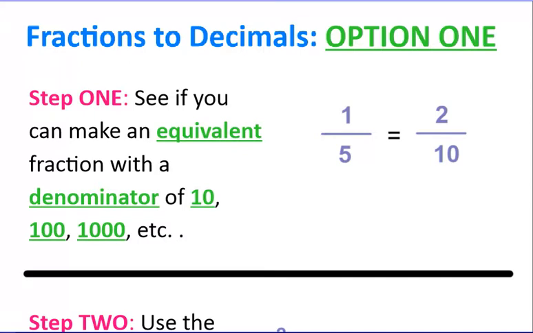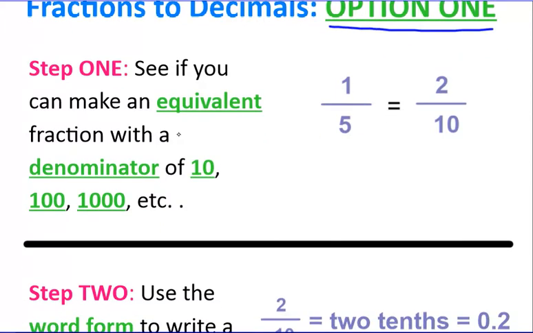Well, you have two different options, and the options work differently depending on the fraction that you're given. So here is option number 1. Option number 1 says, see if you can make an equivalent fraction with a denominator of 10, 100, 1,000, 10,000, 100,000, etc.